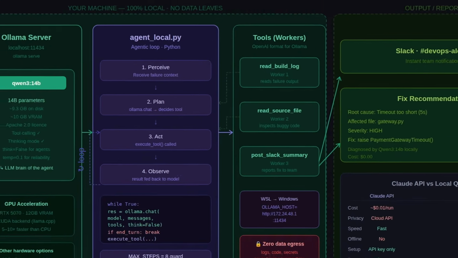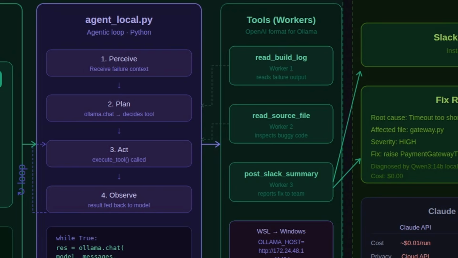And the tool calls again will be the same, which is first one to read the log file, second one to check for the source file, what is causing the issue. The third one would be to summarize and send a Slack message.